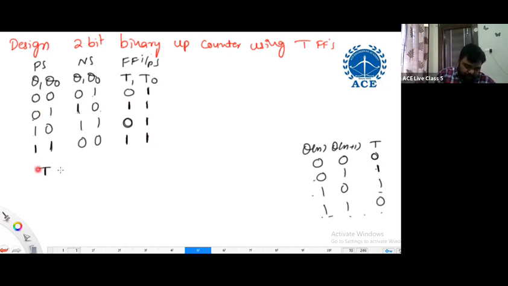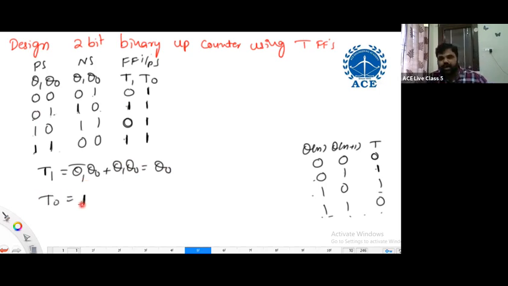Then what we get as expression here: T1 is 1 for these two, which are 0, 1 and 1, 1. Present state we are observing. Already we discussed the reason for using present state. Which are those present states of Q1, Q0? 0, 1 and 1, 1. So Q1 bar Q0 plus Q1 Q0, which is Q0. Minimize it. What about T0? For all the combinations, it is 1.